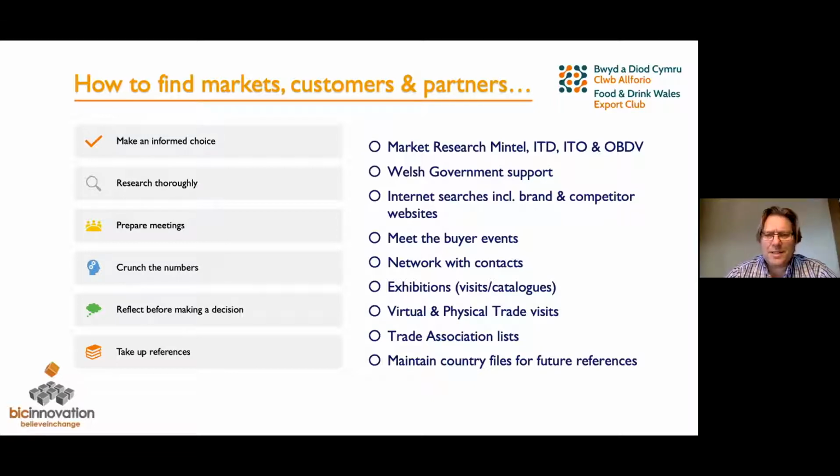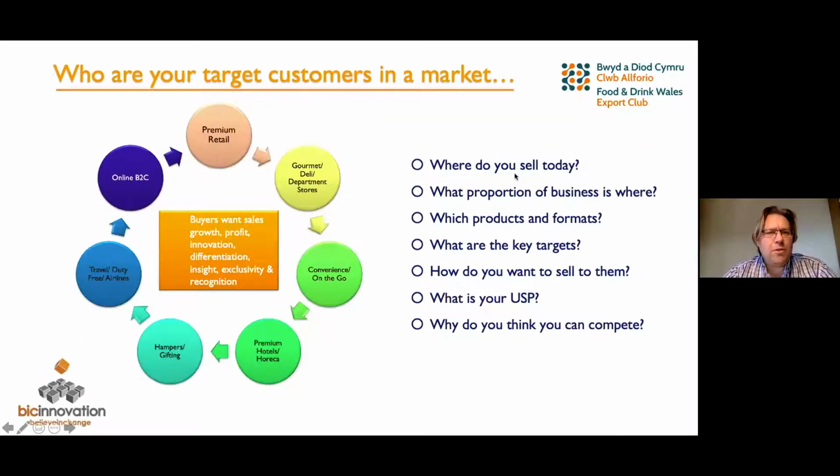And so this is what I'm trying to, if I can get my screen to move down to the next slide. What you really want to be looking at is where you sell today in the home market, and what proportion of your business is where. So are you selling into retail? Gourmet department stores? Is it convenience on the go? Is it out of home with hotels and food service, HoReCa? Or is it online business to consumer? Or is it duty free?